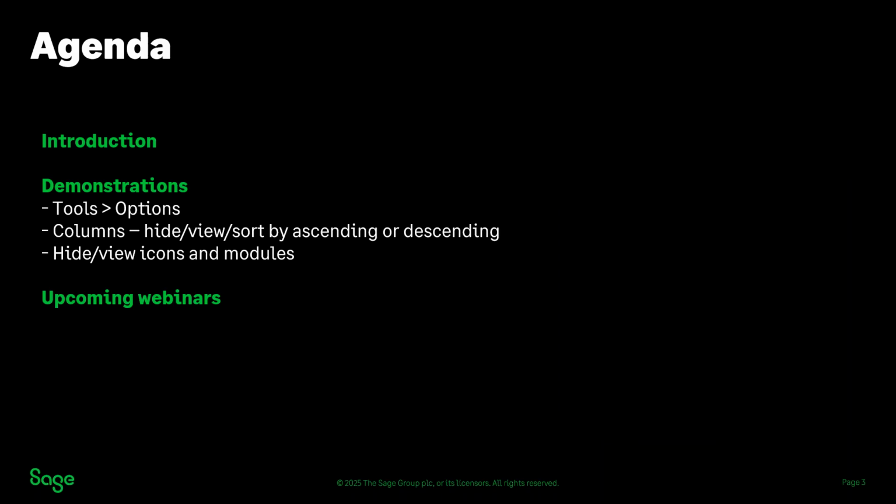Okay, so let's get stuck in with what we're going to be covering today. I'm going to introduce customizing your software and the benefits of doing that. Then we'll jump straight into the demonstration on the software: how to hide and view some of your columns, the options window, and how to view and hide your icons within the toolbar, and also the modules down the left-hand side of your software. Please do keep your questions coming throughout the session rather than wait until the end, as we have Michael on hand to pick those up as we go along.